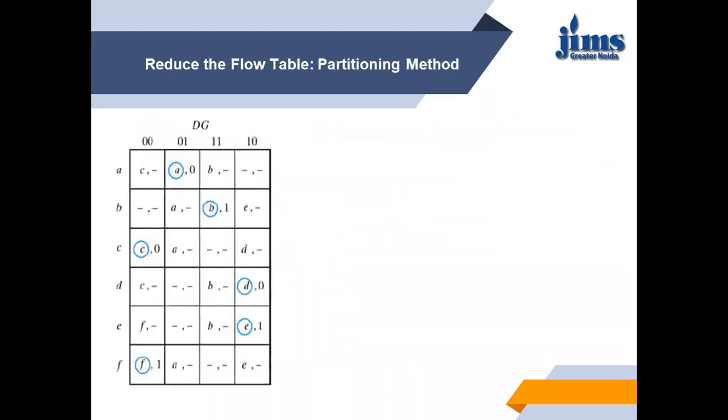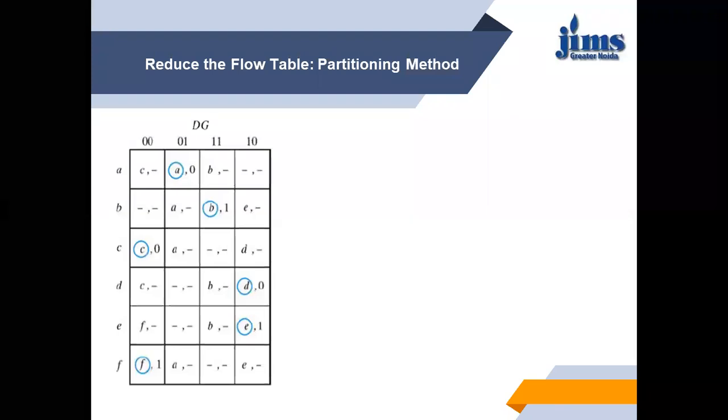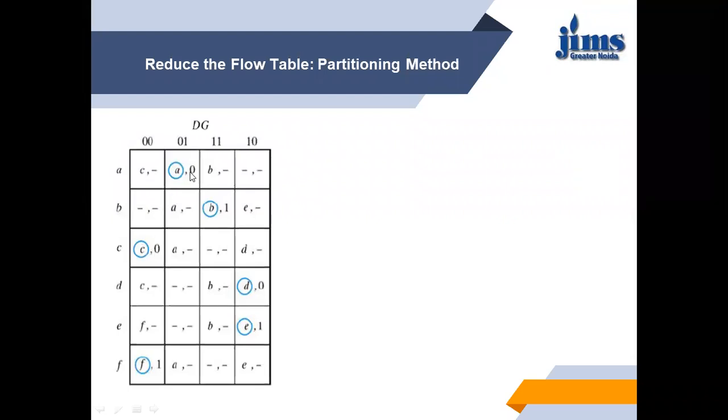So this is our table, and we look with the partitioning method. Two rows can be merged if there is no conflict of the state and no conflict of the output. When we look at A and B, in A the stable state is A and the output is 0. In B the stable state is B, but the output is 1. That cannot be merged. If we merge A and C, for the input 0, 0, here is C comma 0, fine. A comma 0, fine. B comma dash, fine. And D comma dash, that is fine. So we can merge A and C; both are equivalent rows.